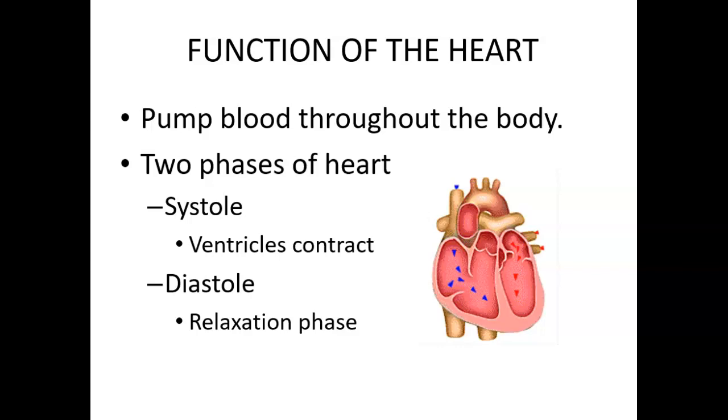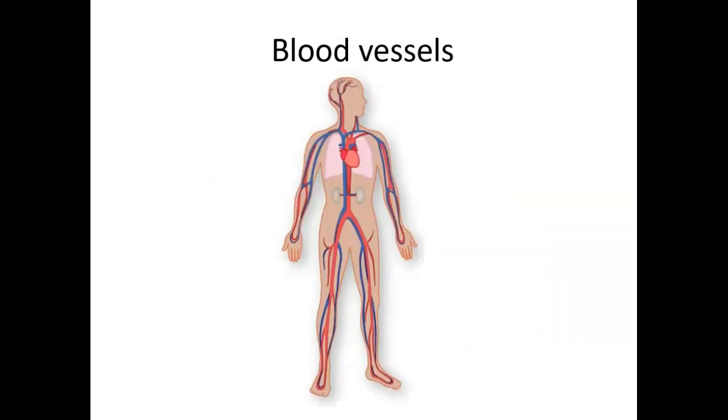That's the top number of the blood pressure. And diastole is as the ventricles relax. So they're filling back up with blood before they squeeze again. Diastole or diastolic is the bottom number of the blood pressure.